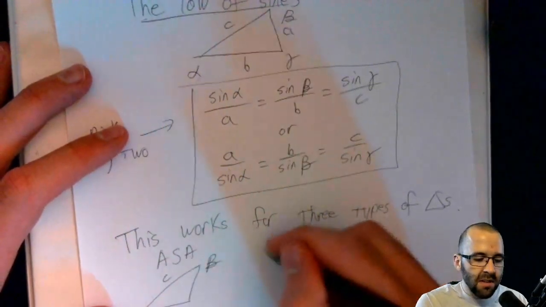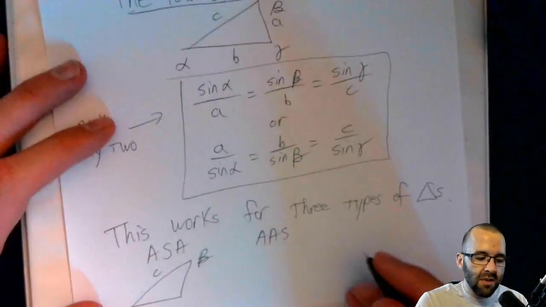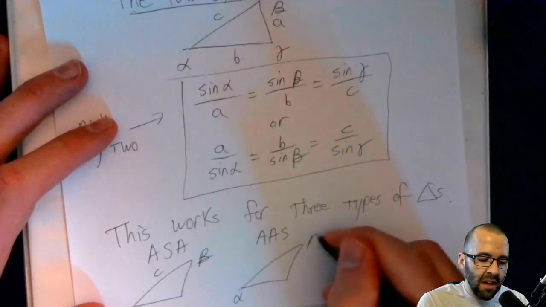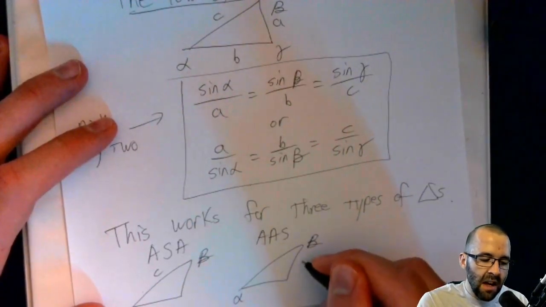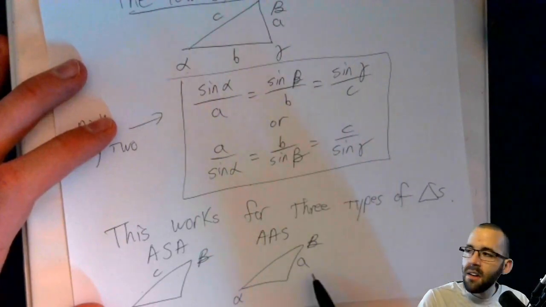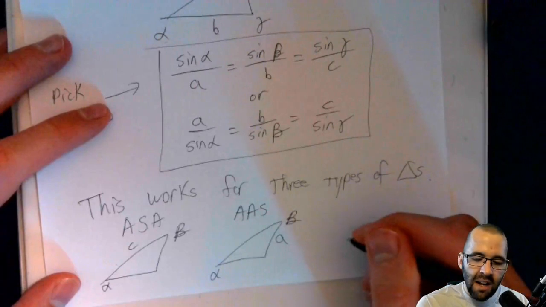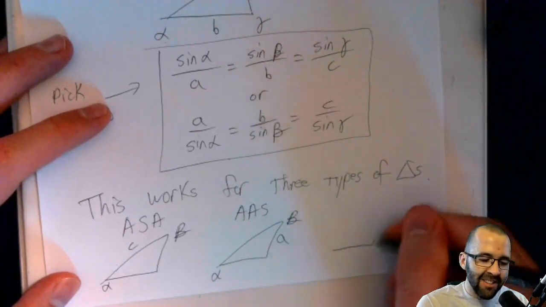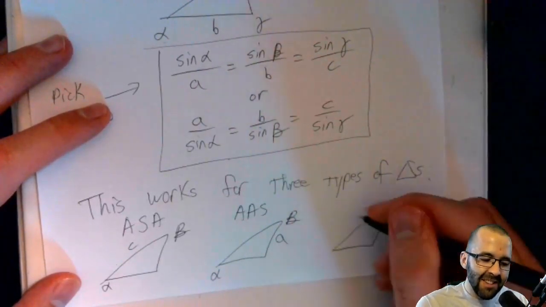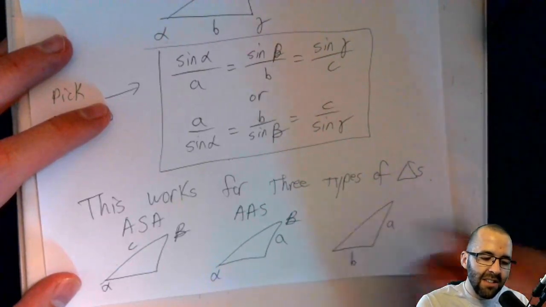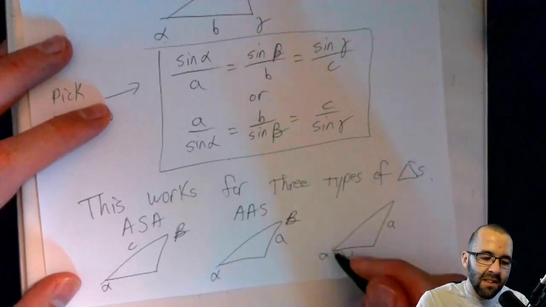It also works for angle angle side triangles. Let's say we know this angle and this side. It also works for side-side angle triangles. So let's say we know this side and this angle.